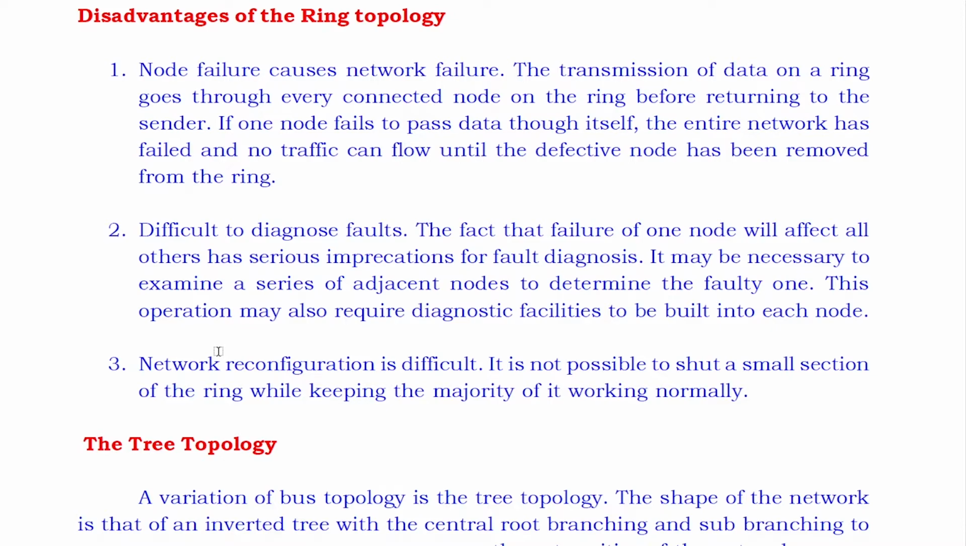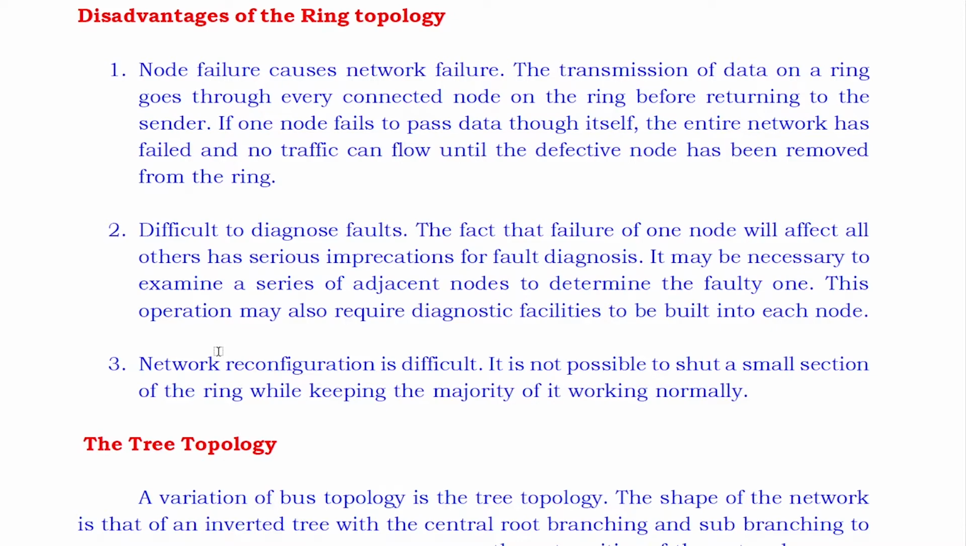So then what we have to do is rectify that. How do you rectify? First we have to remove the system or modify that system so that the network can flow. So this is something about the drawback of ring topology.